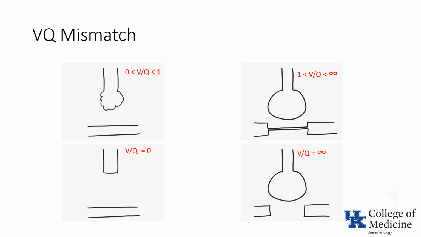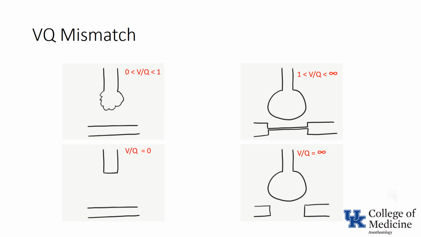Now I have to get on my soapbox. Personally, I despise the phrase VQ mismatch. All that says is that ventilation and perfusion are not matched appropriately. Accordingly, all 4 of the types of ventilation and perfusion mismatching shown in this slide, that is, a relative shunt, an absolute shunt, relative dead space, and dead space, are all examples of VQ mismatch. Using that phrase says absolutely nothing about the type of problem that exists.